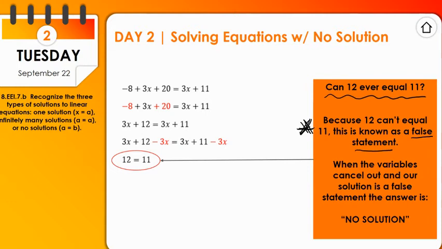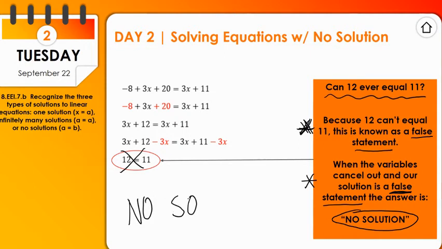When the variables cancel out and our solution is a false statement, the answer is no solution. I'll say it again. When the variables cancel out and our solution is a false statement, where what is on the left side does not equal what is on the right, that is a false statement. So my answer becomes no solution. It is not 12 equals 11. The solution to both examples today were no solution.